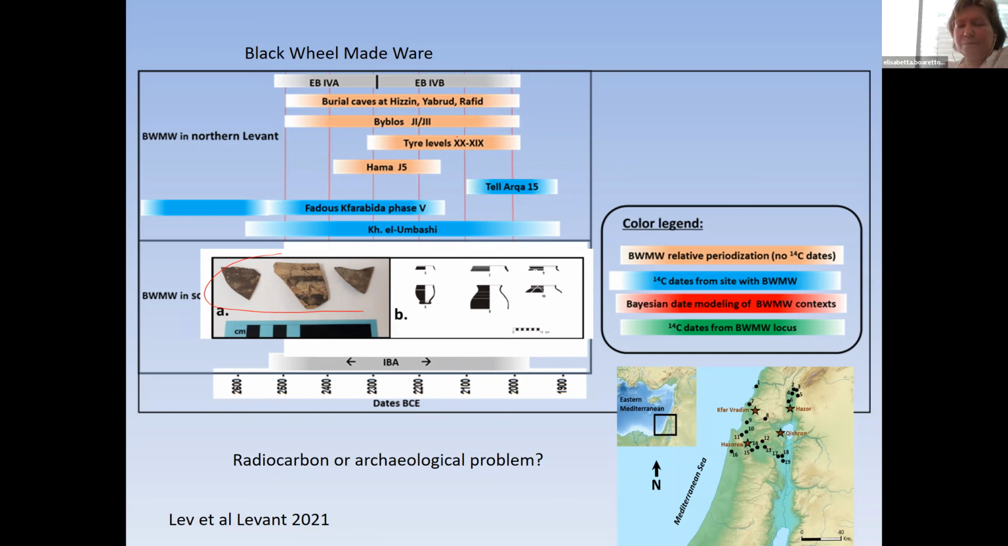So during his PhD, it was aimed to build the chronology of the IBA, not only of the black wheel-made ware. And we were lucky that excavating a few sites like Hatzor, Kishron, Azorea, and Kfar Vradim, excavating these 4 sites, we found this type of pottery.